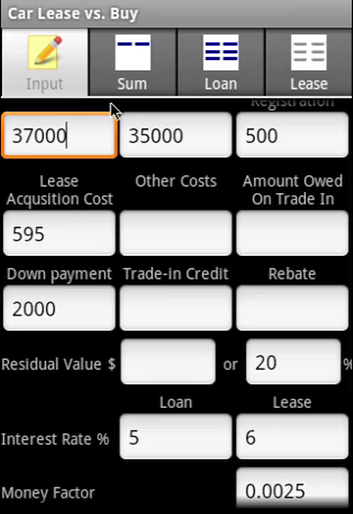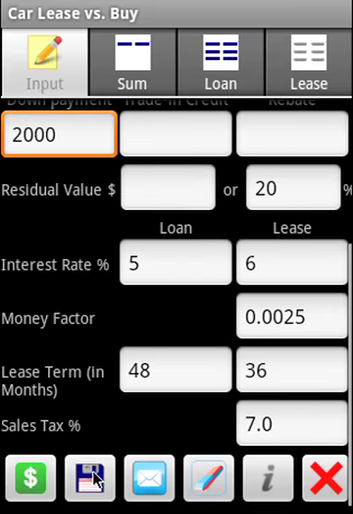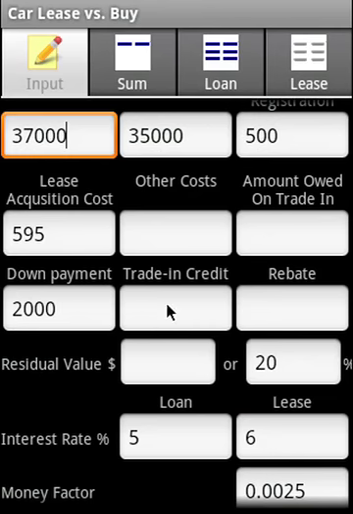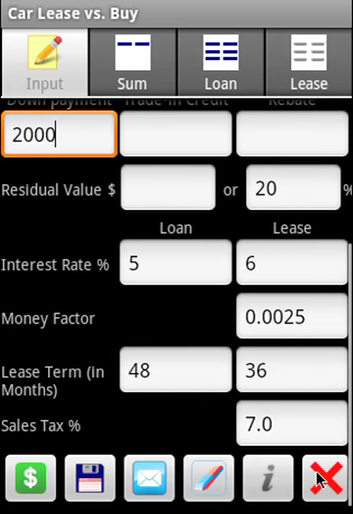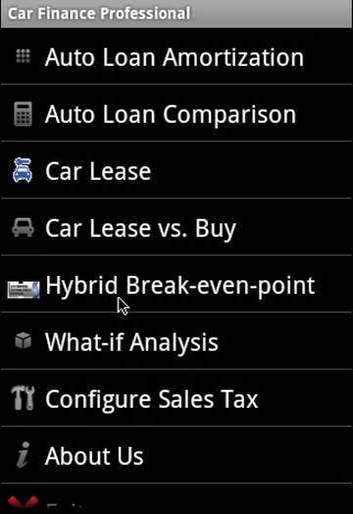And if you want to save the result to the SD card, you can click on this. And if you want to email the results, you can also email them. So now let us look at hybrid break-even point.